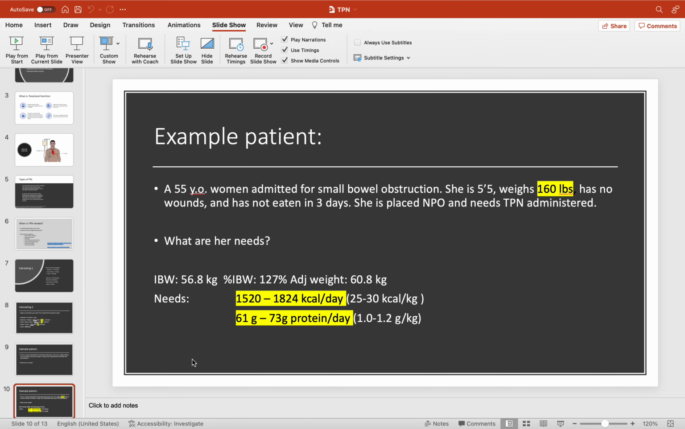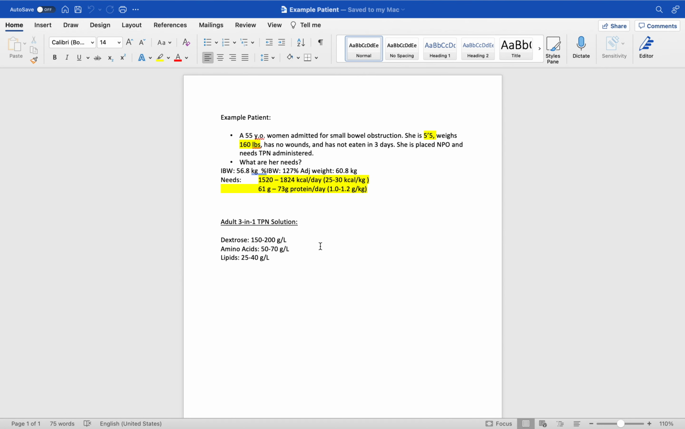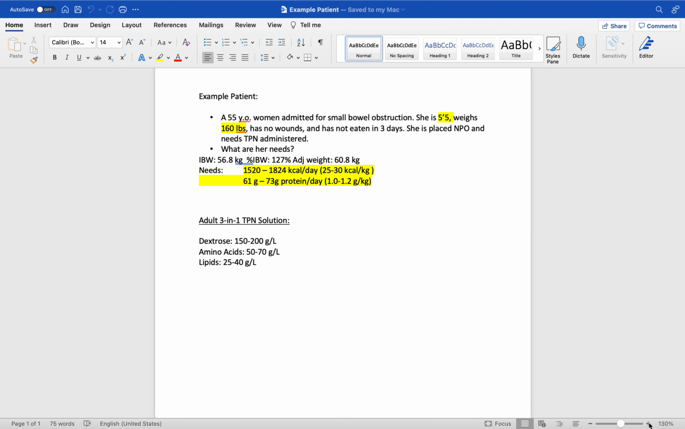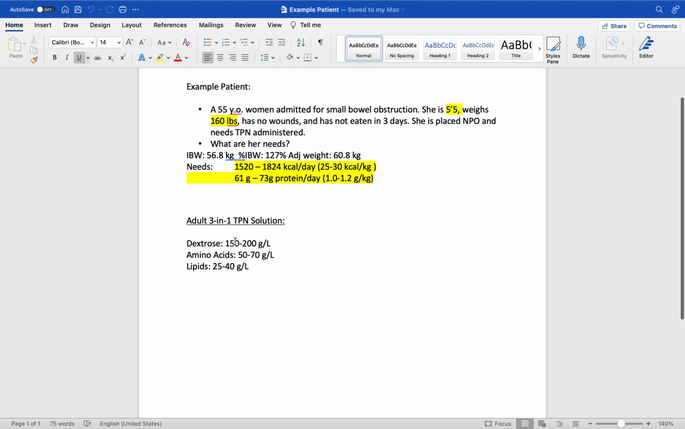Now I'm going to take us out of this and go to how we're going to calculate it. So lucky for you guys, I typed this out already. I'll make it a little bit bigger. Okay, so again, here are her needs, and here's our solution. So dextrose, 150 to 200 grams per liter. I already went through that.